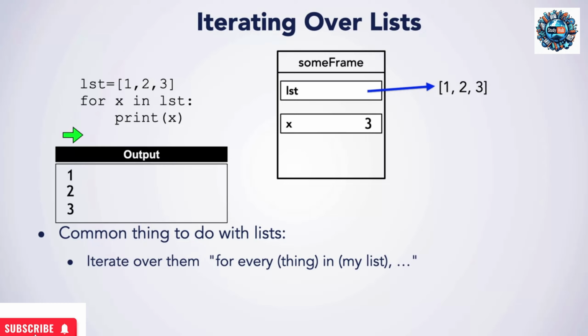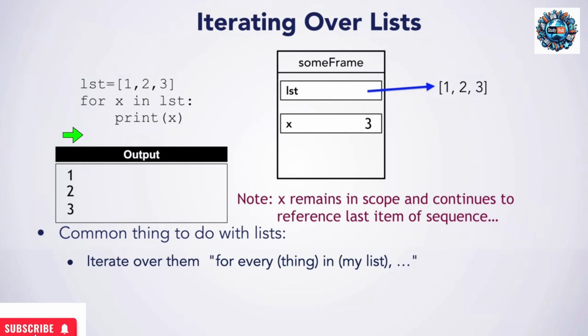Now we have iterated through the entire list, so we exit the for loop, going past its body. As with any other loops, if there were more code here, we would continue to execute it. We will just briefly note that x remains in scope and continues to reference the last item in the sequence you iterated over, in case that is useful to you.